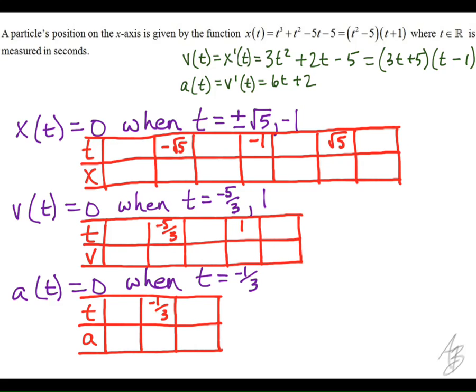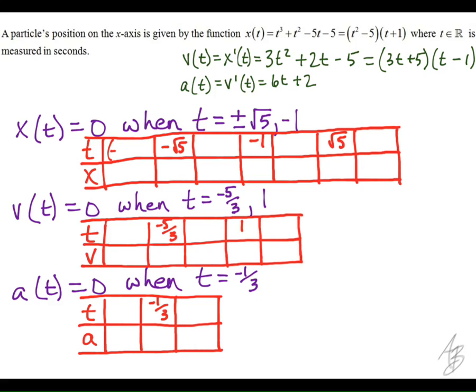Okay, so we have a chart here for each of the functions: position, velocity, and acceleration. Notice that for the t values, I've plugged in each of the values of t where each function equals 0. And then I've also left a region that we can test to see if the function is going to be positive or negative within that region. So this region here, we could write it in if we wanted to. I'm going to leave these blank for now.